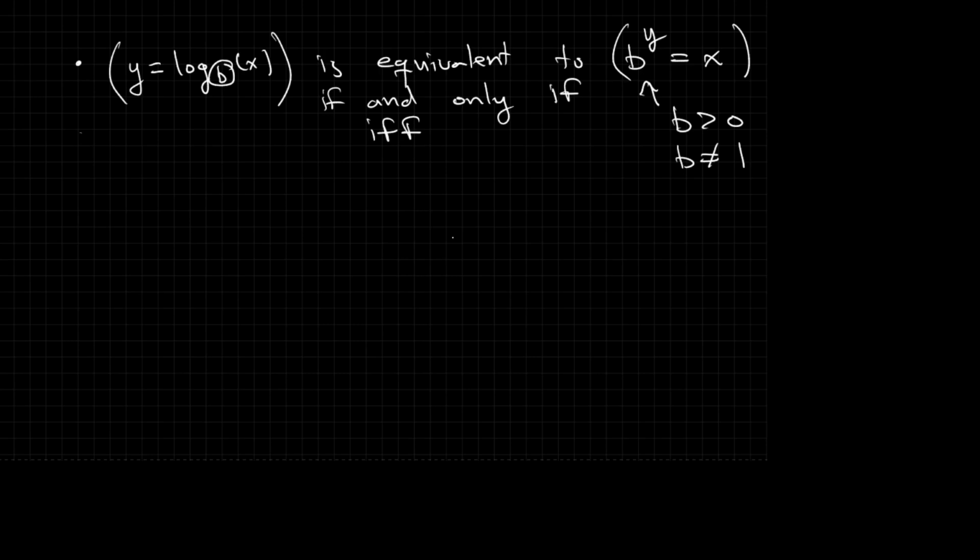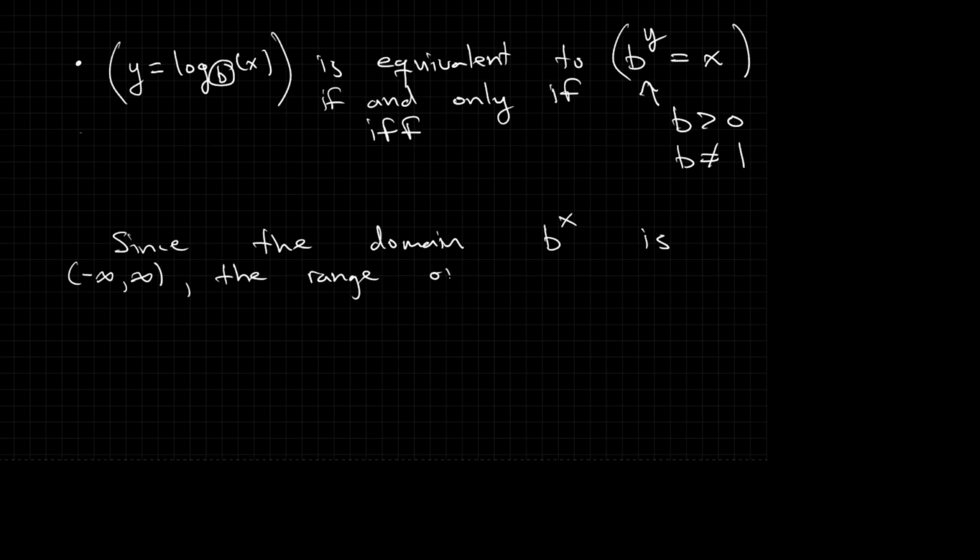Another consequence of the logarithm function being the inverse of the exponential function is that we can determine what the domain and range of the logarithm function is. Remember, the domain of the inverse is the range of the original function, and the range of the inverse is the domain of the original function. So, since the domain of the original function, b to the x, the exponential function, is all real numbers, in other words, minus infinity, infinity, the range of the inverse function here, of course, being log base b of x, is minus infinity, comma infinity.